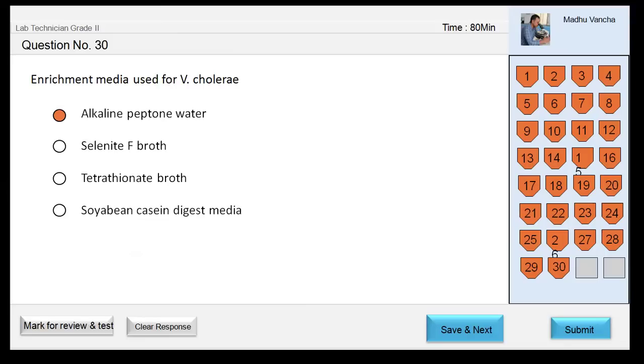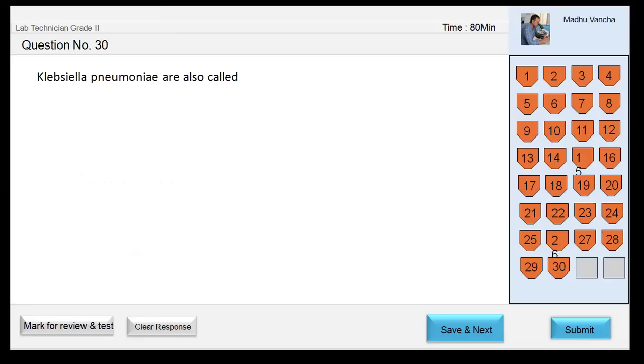Enrichment media is the liquid media which has added inhibitory substances. They suppress the growth of unwanted bacteria and promote the growth of wanted bacteria. So alkaline peptone water suppresses the growth of other bacteria and promotes the growth of Vibrio cholerae.